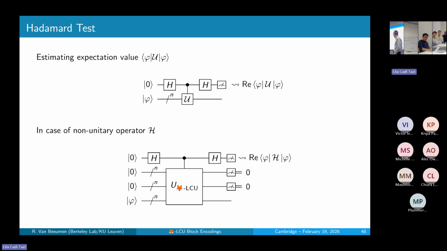If we use then our FOQCS LCU block encoding, of which we know that controlling just adds 2 extra CNOTs, we add 2n circuits, 2n ancilla qubits for the block encoding. If we measure them all in 0 and do some post selection, then we get out the real part of the expectation value of H by using that block encoding.